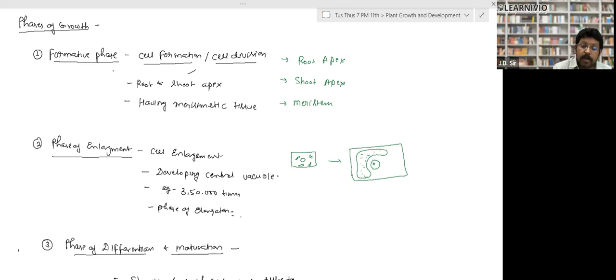Now, how does cell enlargement take place? We have already studied that when new cells are formed, the vacuoles are very small. When cells increase their size, all the small vacuoles combine and make a central vacuole, and they push the protoplasm and nucleus aside, and that's how they increase their size. So please note it down. In cell enlargement, the development of the central vacuole takes place.